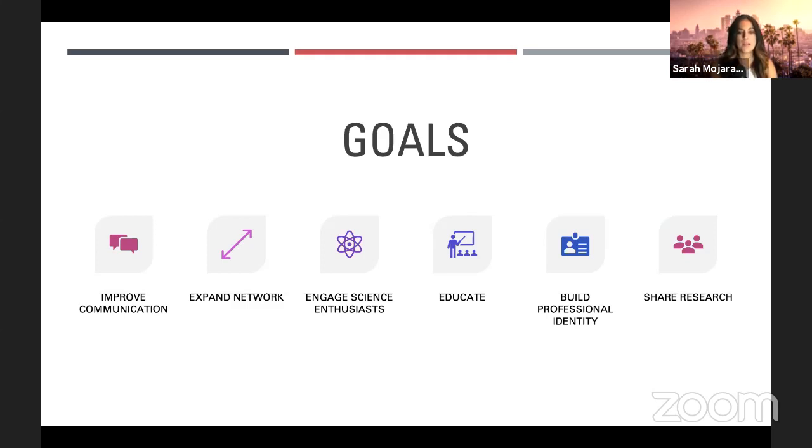Other concepts are engaging science enthusiasts, educating others, building a professional brand, and sharing your research.